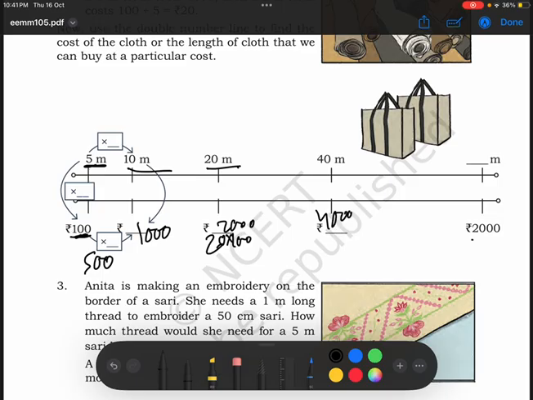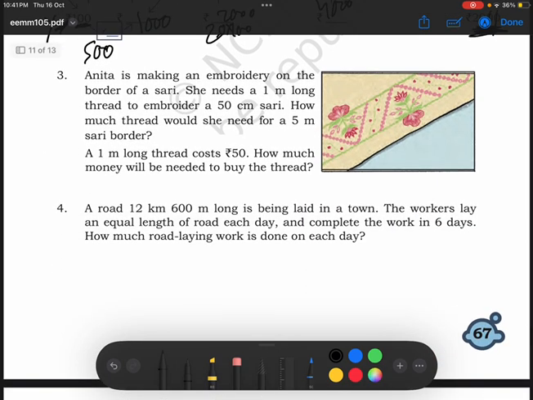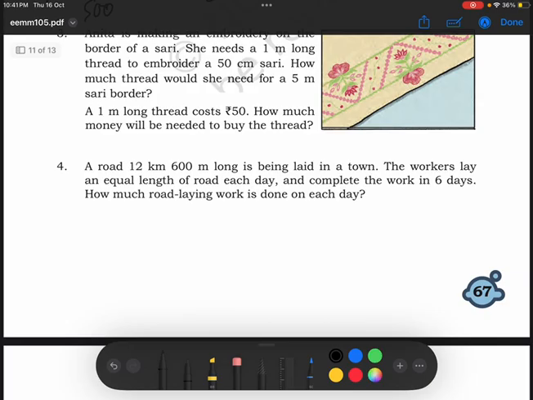And for now here the cost is given, and we have to find the length. Like here we have done multiplication by 100, so here we will do its reverse. As you know, the reverse of multiplication is division. So you will divide 2000 by 100. When you divide by 100, we will get 20. In the same way you can do question number 3. Come to question number 4.